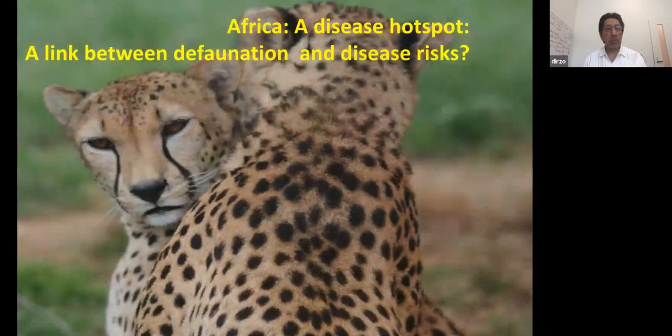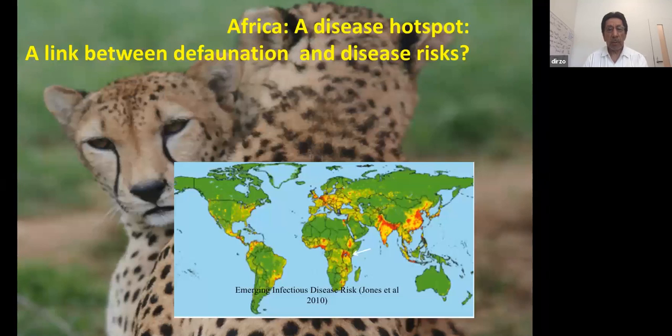And so the question we wanted to study is, is there a link between deformation and disease risks? And again, the reason why we chose Africa is not only because of the deformation that is happening there, but also because Africa is one of the hotspots of disease, as you can see in this map. That white arrow that you see in the African continent indicates the study site, which is in Kenya. It seems that the arrow is pointing to Somalia, but it's really Kenya that we've been studying.